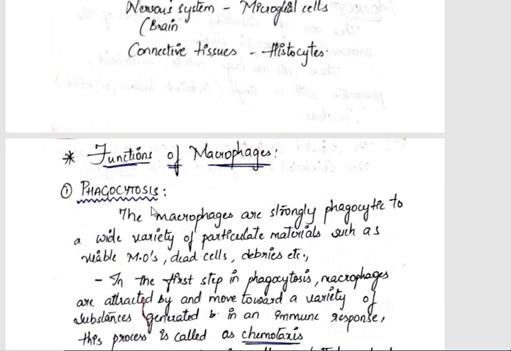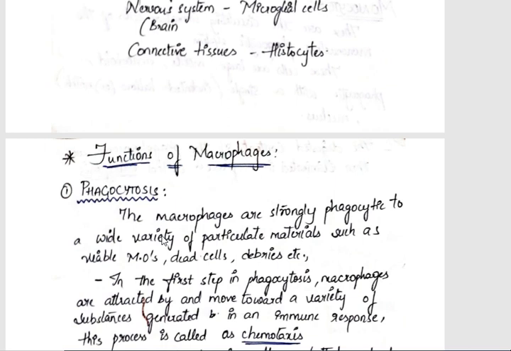So let's see the first one, phagocytosis, engulfing. It is going to engulf something. What is that something? Nothing but viable microorganisms or dead cells or debris. These are engulfed by our macrophages and broken down. Such a mechanism is called phagocytosis.